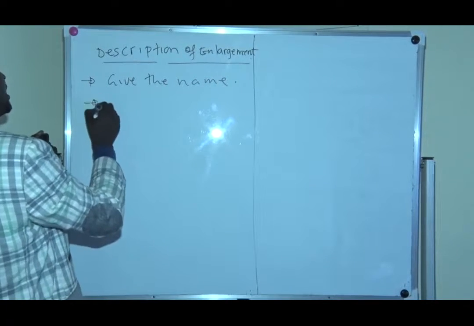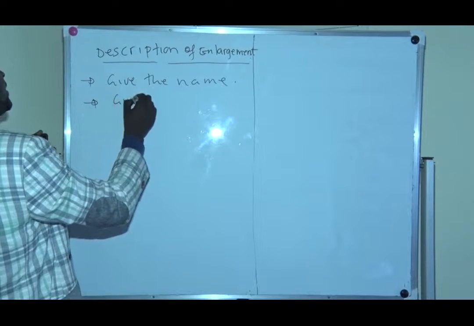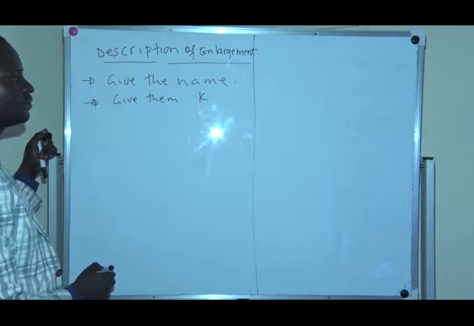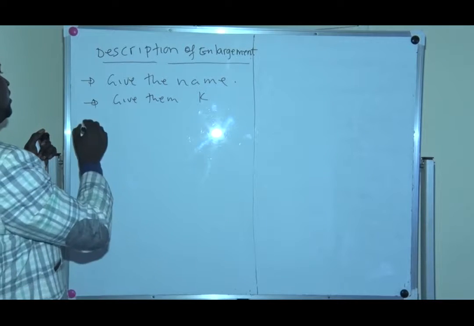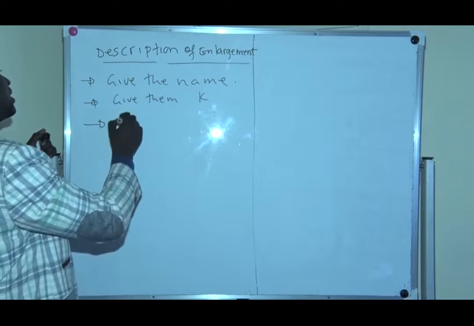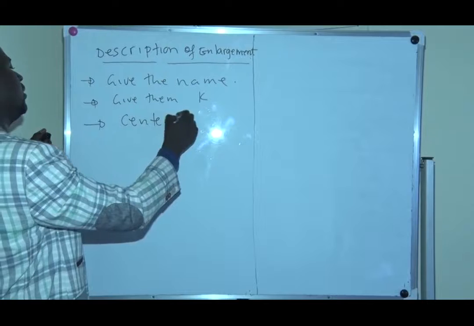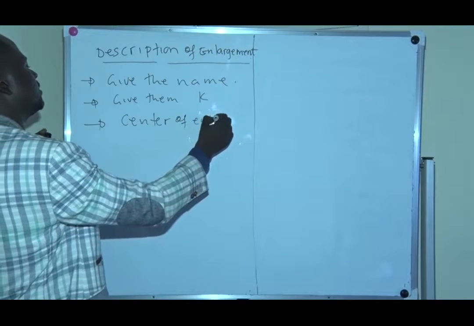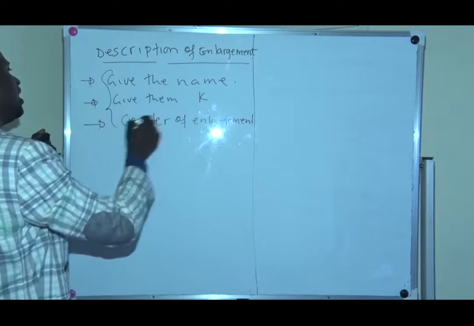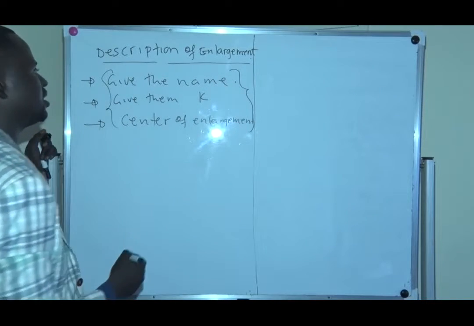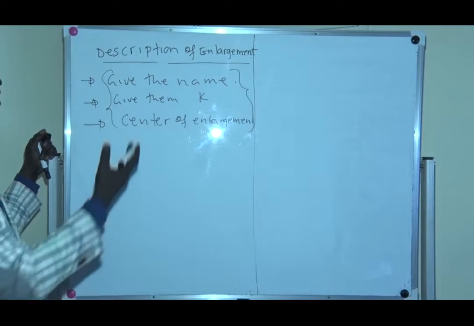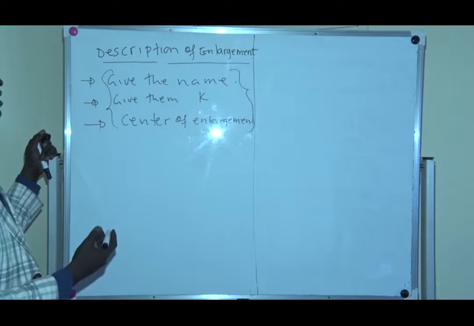Then number two, you must give them the scale factor K, which is the scale factor. Number three, you must also give them the center of enlargement. These are the three important things you need to mention in your description: the name as enlargement, second, the scale factor, and the center of enlargement.